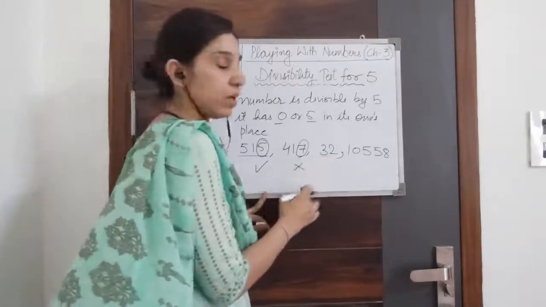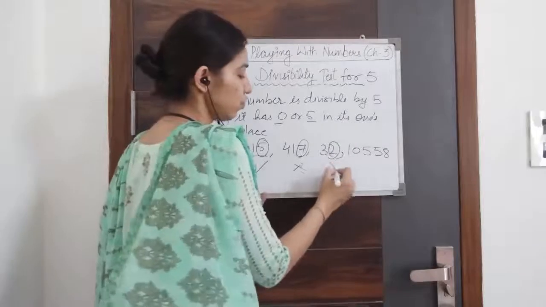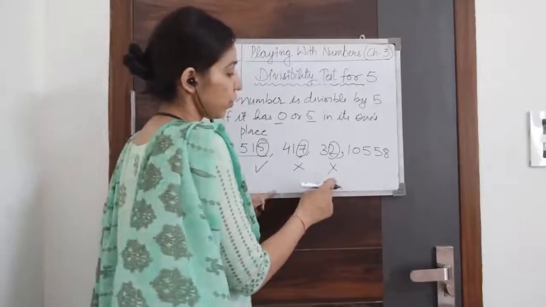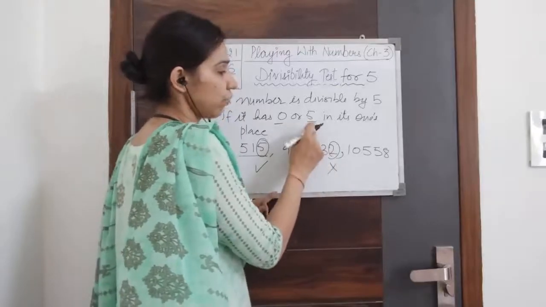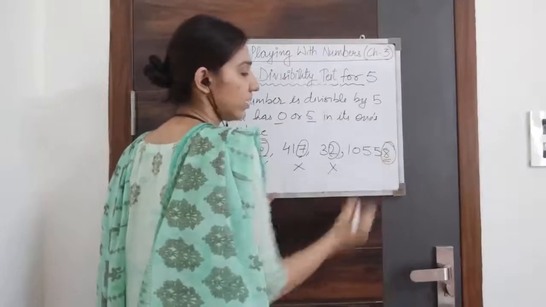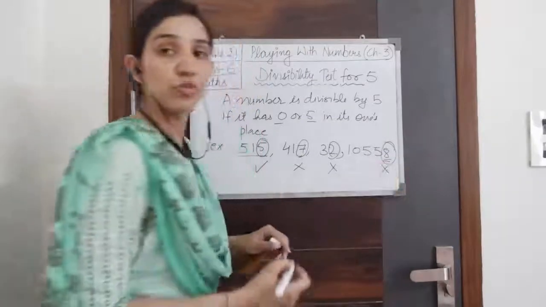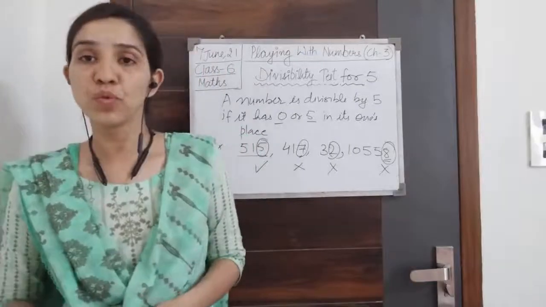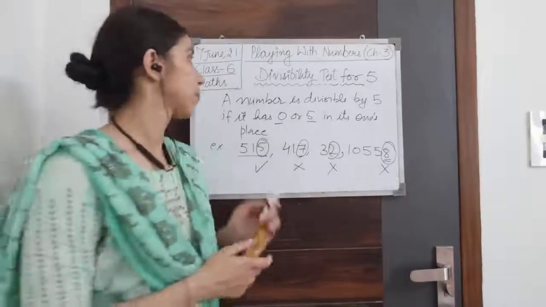In this number, the last digit is 2. So this number is not divisible by 5 because it has to be 0 or 5. In this number, we have the last digit as 8. It is not divisible by 5. Next we have divisibility test for number 6.